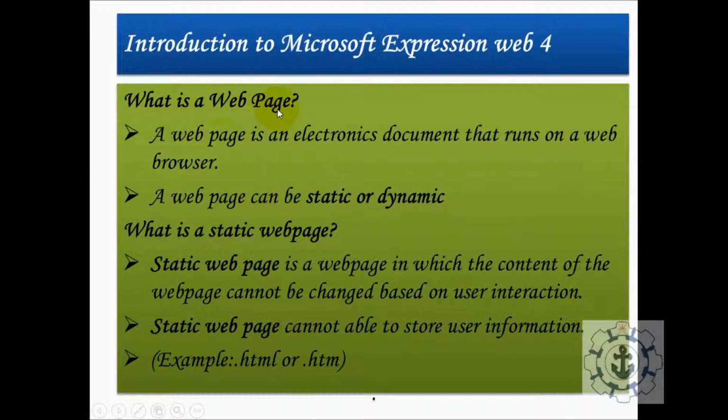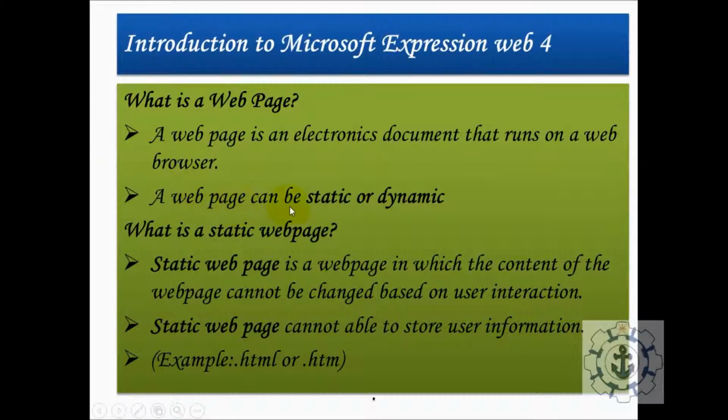What is a web page? A web page is an electronic document that runs on a web browser. Once again I repeat, a web page is an electronic document that runs on a web browser. A web page can be static or dynamic. So what is the definition of a web page? Any electronic document that executes using a web browser, or that runs on a web browser, we can call it a web page.